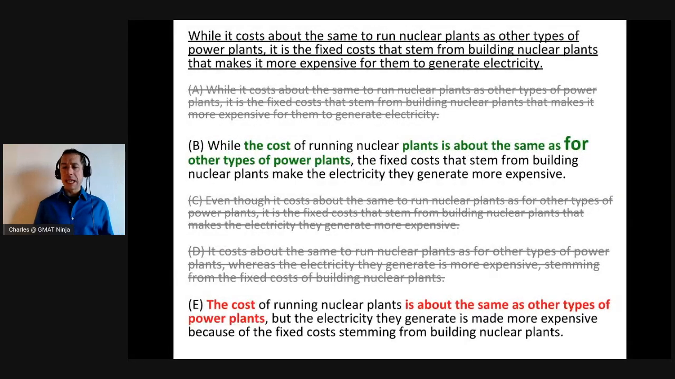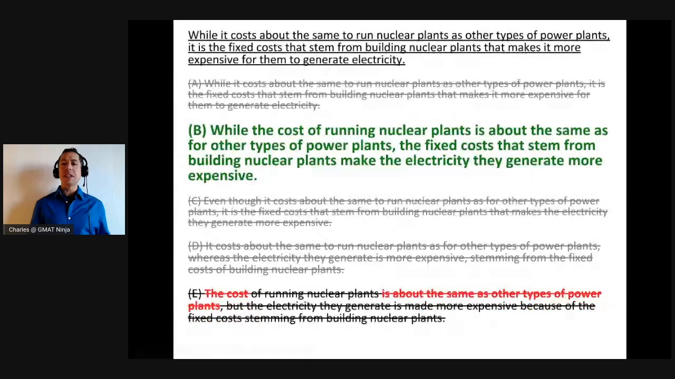And now as we look at B and E, nice, clean comparison error. In E, we have the cost of running the nuclear plants is the same as the other types of plants. So we're comparing the cost to the types of plants. That doesn't really make sense. But as you look at B, much, much clearer. The cost is the same as for other types of power plants. So B is clear here. E definitely is not logical. And for that reason, B is our winner.